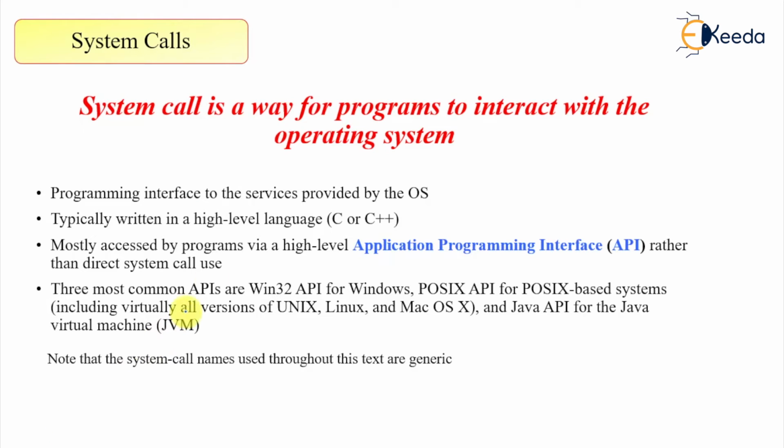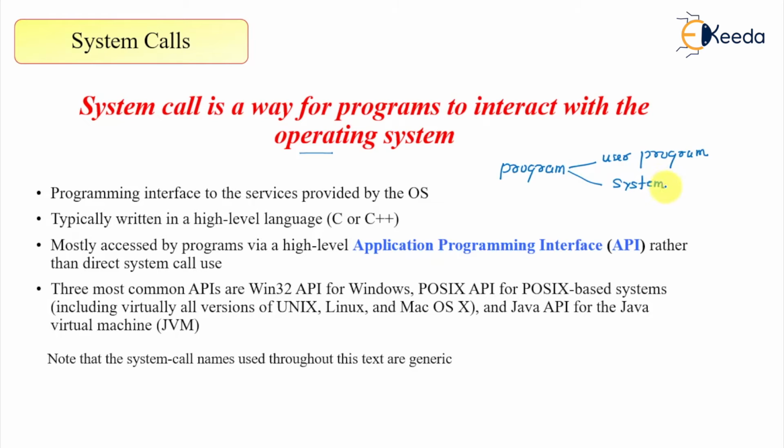So the definition of the system call is a way for the program to interact with the operating system. So when there is a program, what can this program be? Typically it can be a user program, or it can be a system program.